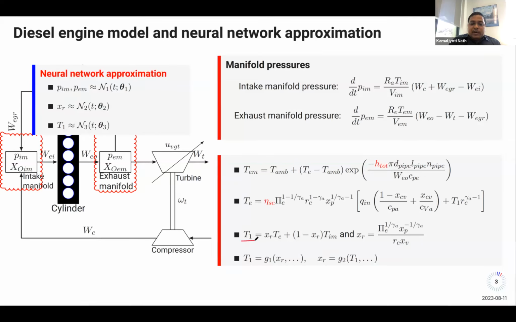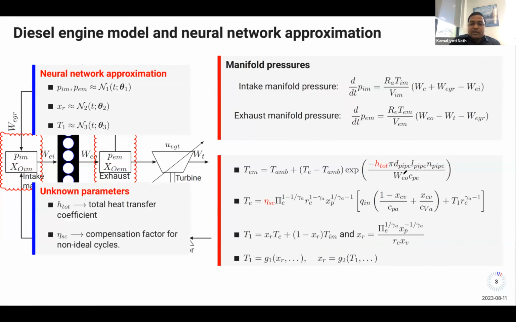There are 2 variables, XR and T1. XR is the ratio of the gas, and T1 is the temperature at some point. But these 2 equations are cyclic. You can see here that these 2 depend upon one another. So what we have done is approximate these 2 states and these 2 equations using 3 neural networks. And we consider these 2 parameters as unknown: the total gas transfer coefficient and the compensation for non-ideal gas.